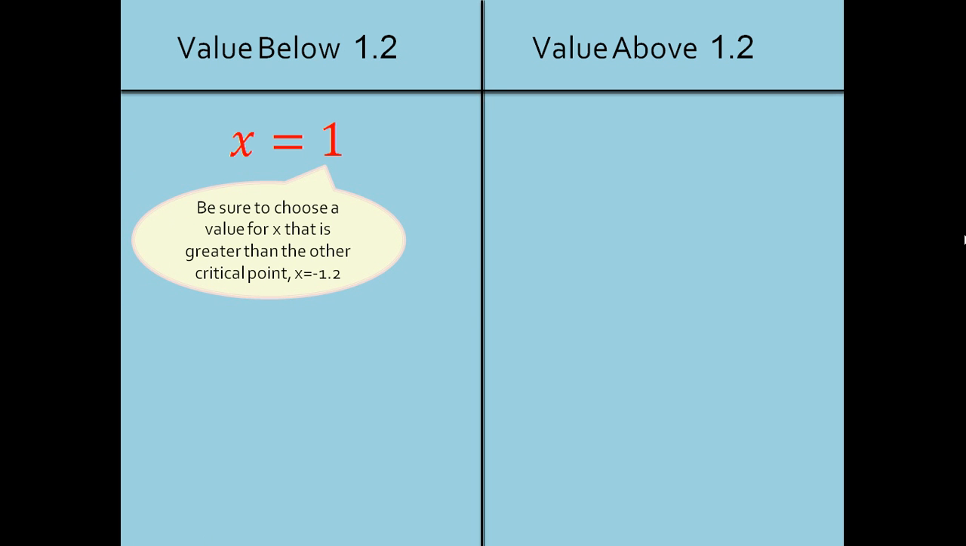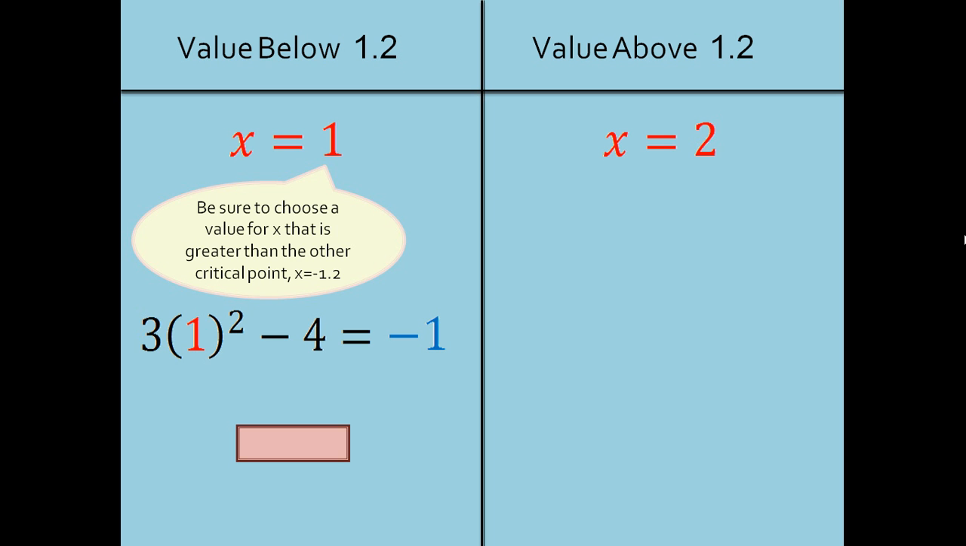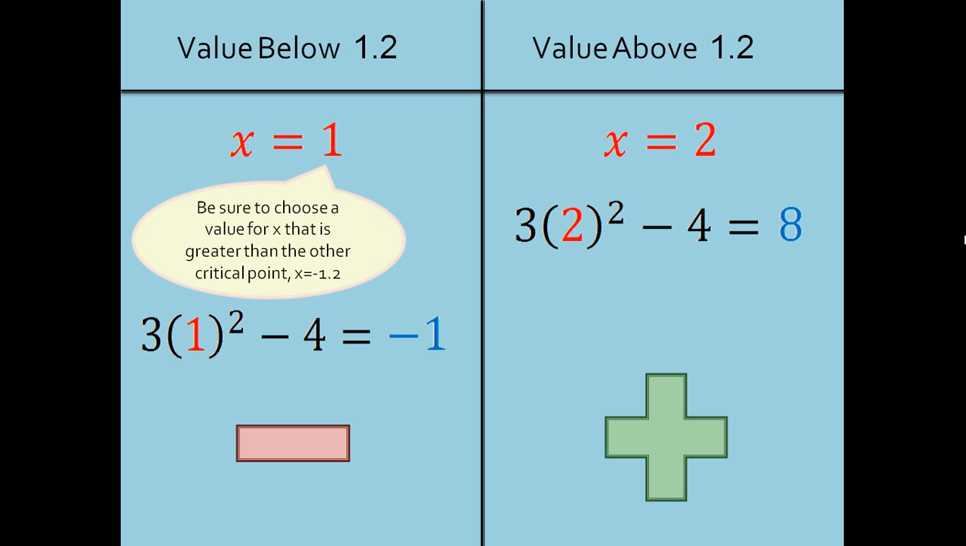So now we're going to test a value that is below the other critical point of 1.2 and also above the critical point of 1.2. We'll start with x equals 1. And we need to make sure, again, that we're not choosing a testing value that is below the other critical point of negative 1.2. So we evaluate this and we find that it equals negative 1, a negative slope before the critical point of 1.2. And now we're going to test a value that's above 1.2. We'll do x equals 2. And evaluate the derivative at that point. It is 8. And that is positive. So there's a positive slope after the critical point of 1.2.